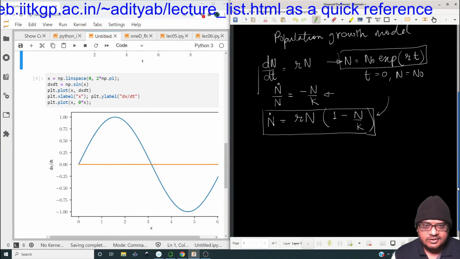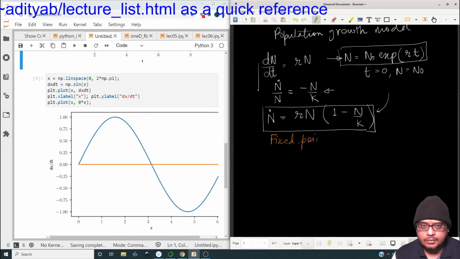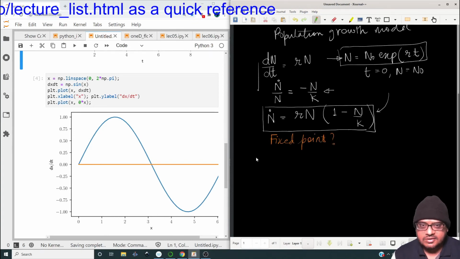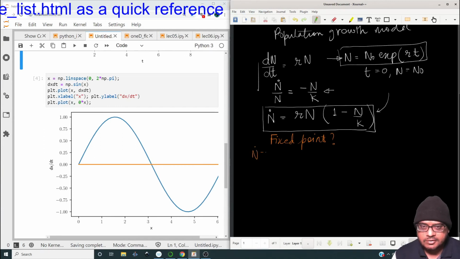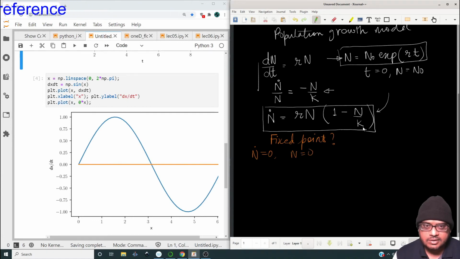Let us see what the fixed points are. Obviously the fixed point is where N dot is equal to 0. So when N is equal to 0, it's a fixed point, because this entire thing becomes 0. The other condition where N dot becomes 0 is when N is equal to K, as this becomes 1 and N dot becomes 0. So N equal to 0 and N equal to K are the two fixed points.